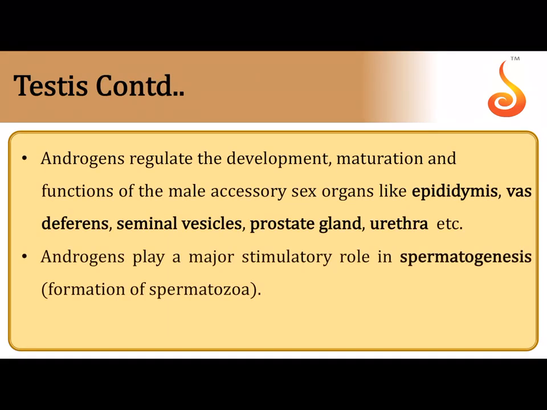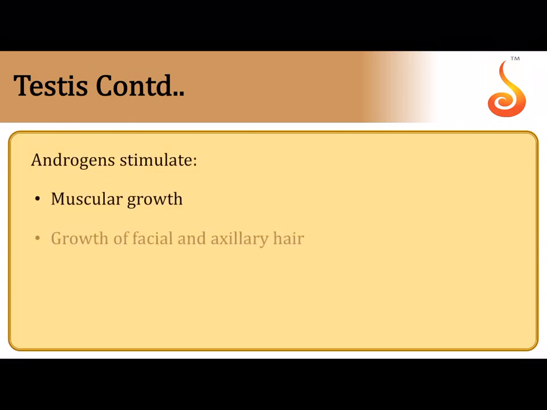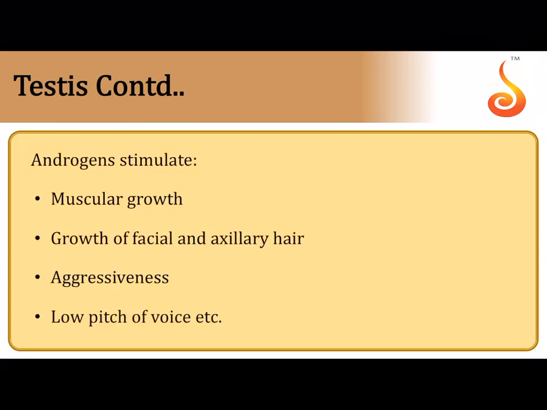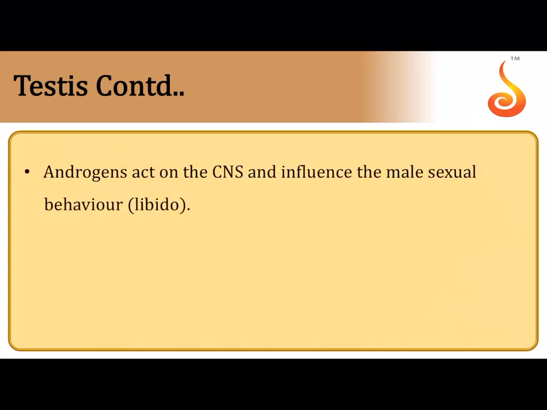Okay. Then we have androgens which usually help in maintenance of your male accessory sex ducts, and then they also play a stimulatory role in the process of sperm formation that is called spermatogenesis. Androgens also help in muscular growth, growth of facial and axillary hair, aggressiveness in male, low pitch voice. These are some of the secondary sexual characters in male. So when I talk about androgens, all of you should remember one thing. One of the major members of the androgen family is testosterone.